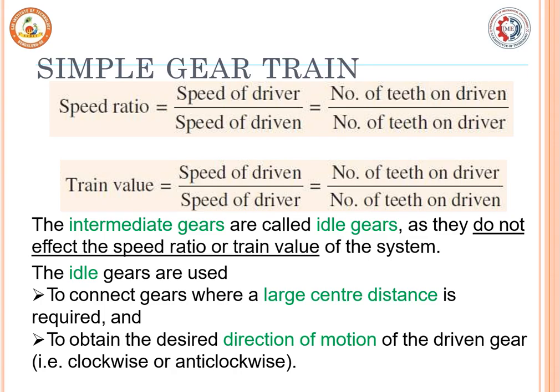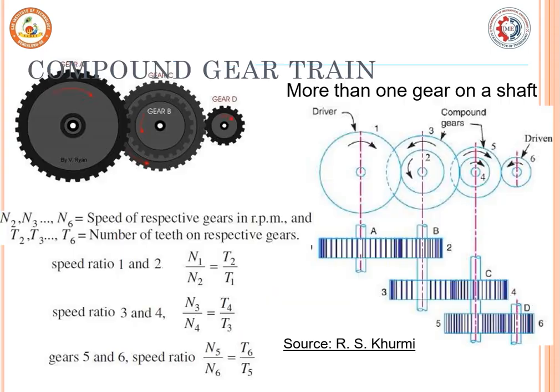The intermediate gears are known as the idle gears. They do not affect the speed ratio or the train value of the system. Idle gears are used to connect gears when a large center distance is required, and to obtain the desired direction of motion of the driven gear, clockwise or anti-clockwise.